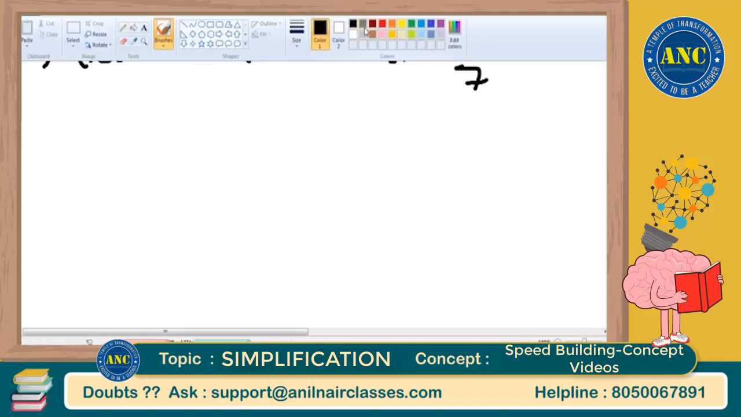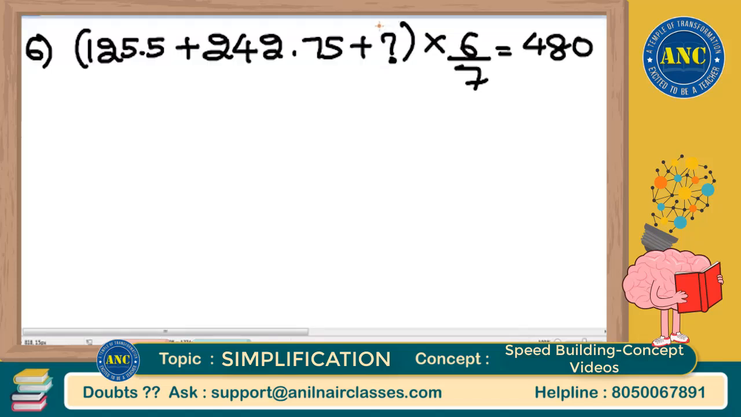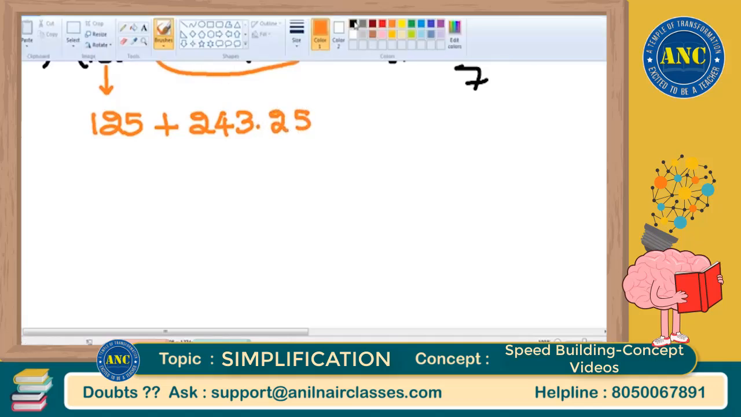Now see here, sir. My students should be supremely fast in calculating then and there itself. I want the numbers to be fancy numbers. I don't want this 0.5, I will only make it 125. Push this 0.5 to this person. If I push it, 0.75 plus 0.5 is 1.25, so it becomes 243.25.